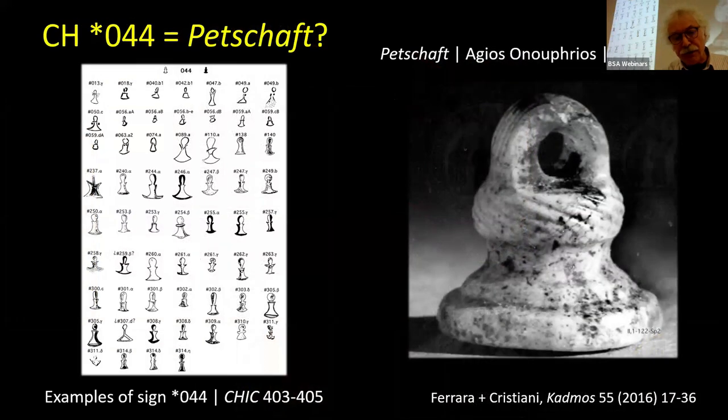Another potential link between script and sealing practice is the possibility suggested by Silvia Ferrara and Diego Cristiani that the Cretan hieroglyphic sign, which we know affectionately as 044, rather than representing a trowel, as Evans argued, may in fact represent the petshaft, a distinct form of seal in the pre- and proto-palatial period, sorry.